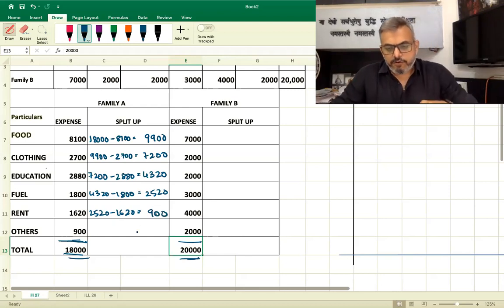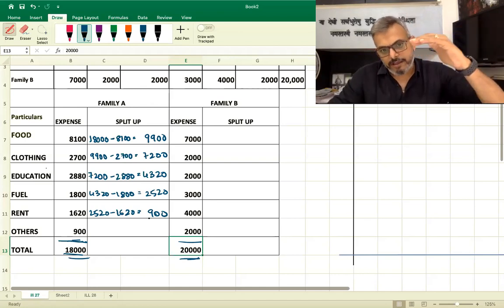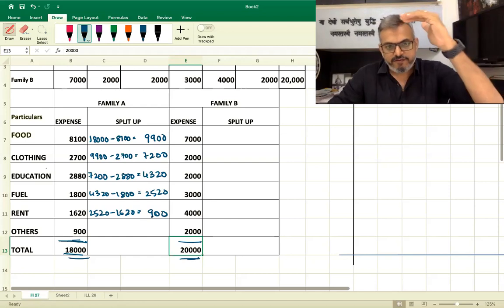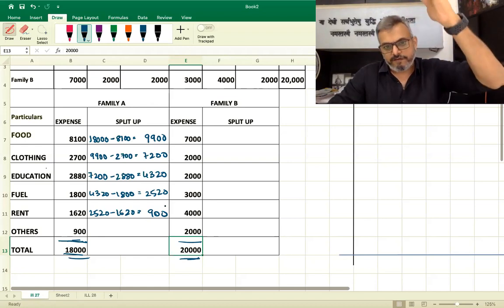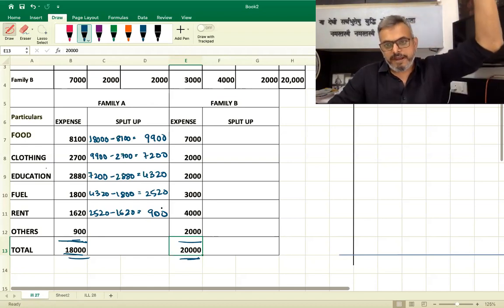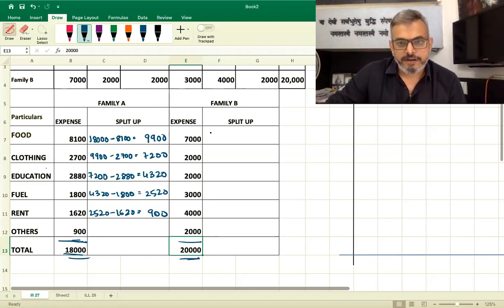It means you will start plotting from 900. That is, at 900 you will divide, then your next division will come at 2,520. Then the next division will come at 4,320, 7,200, and the remaining will be 9,900. I'll do it. Don't worry.